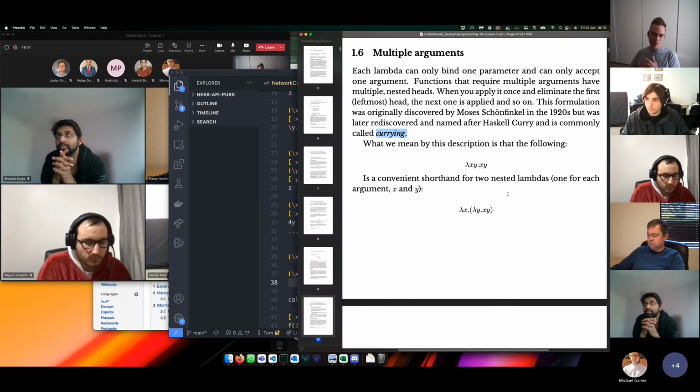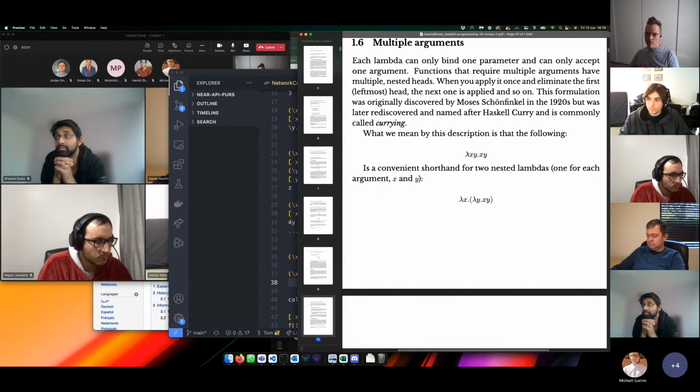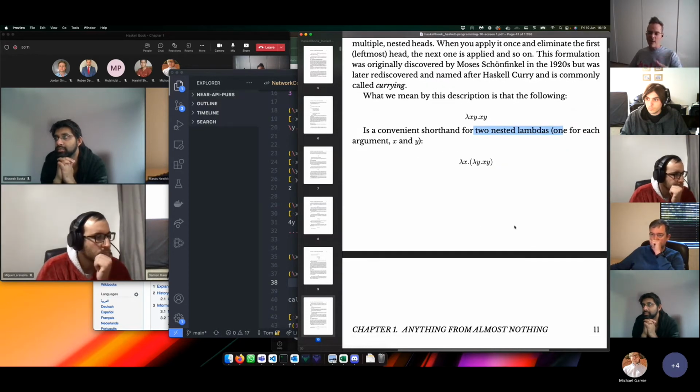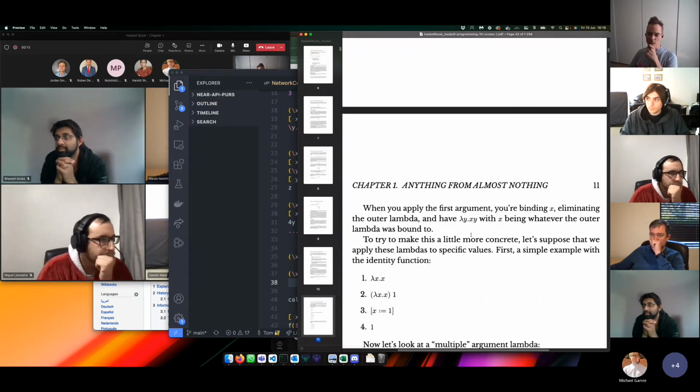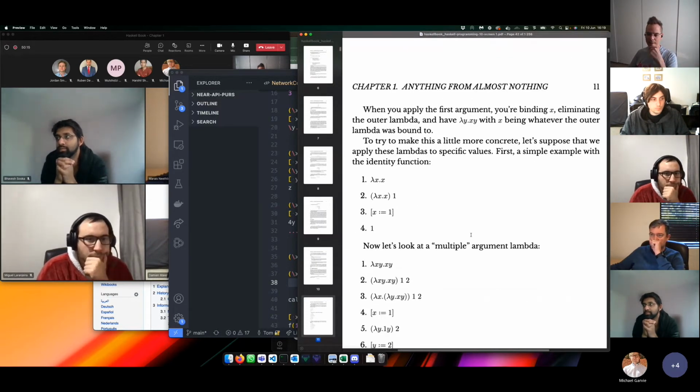Once again, it's a pure mechanical approach to functions with more than one argument. Yeah, I'm sure it says here it is a convenient shorthand for two nested lambdas. So it's weird to think of it like that, but actually it's not that weird over time. Think of functions taking one argument.